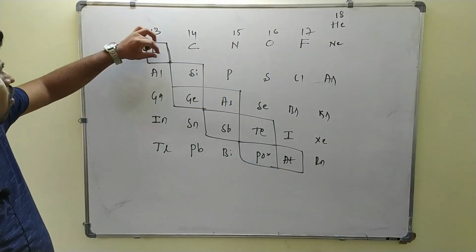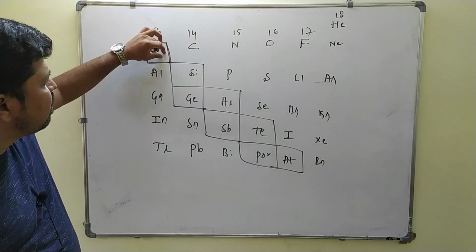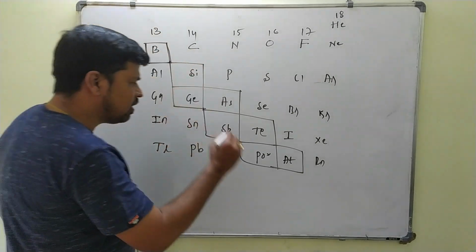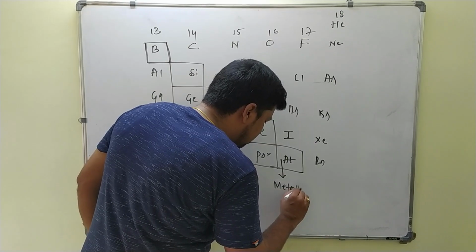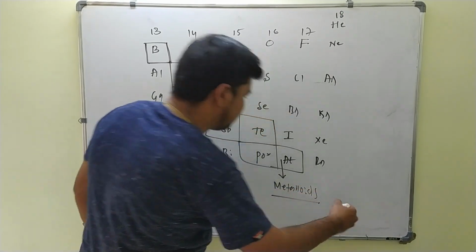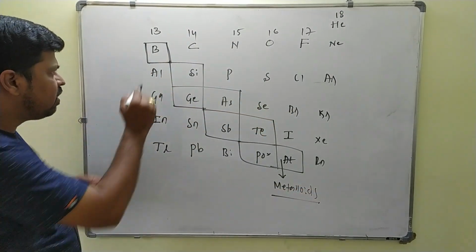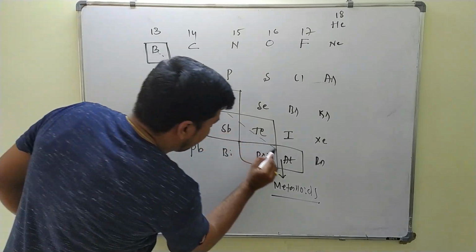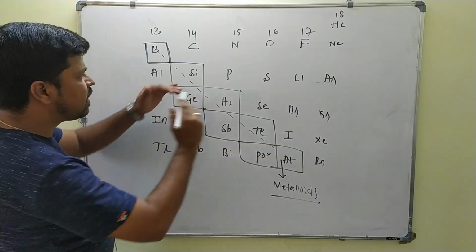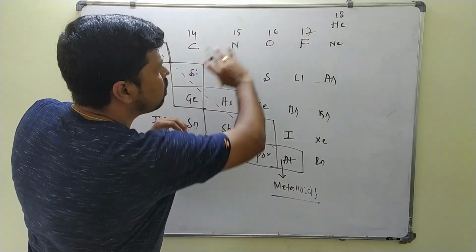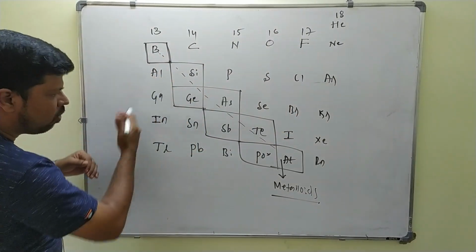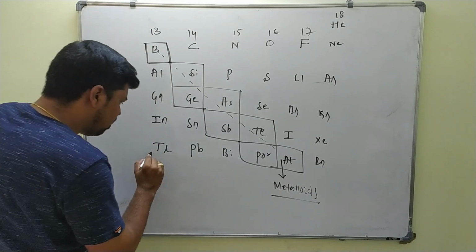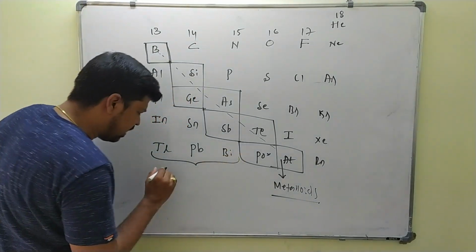Now see here, all these elements which are marked by the square box, all these are what? Metalloids, which have metal as well as non-metal character. Okay, then see here, this is like one diagonal. The elements which are coming above this line are all non-metals, and the elements which are coming below this line, all these are what? Metals here. Now I will call it as metals.